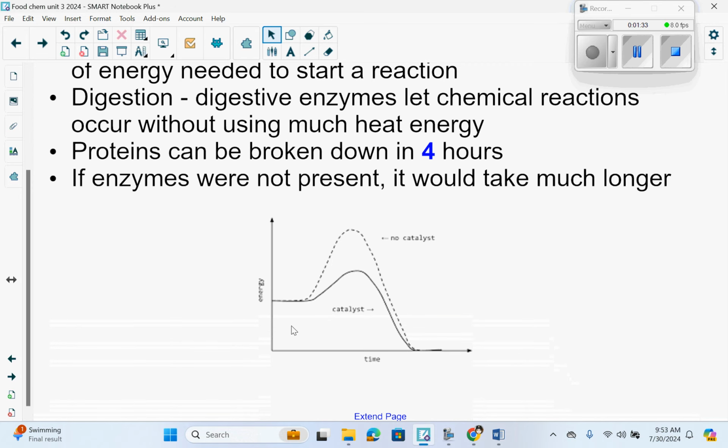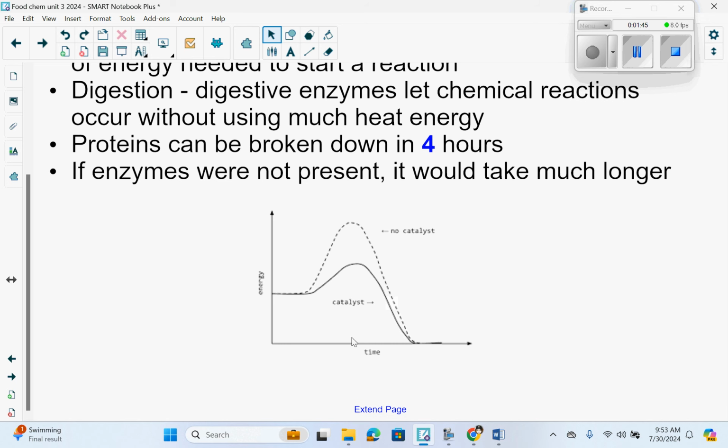So this is just a good example of a reaction, right? This is the activation energy of a reaction. Here's without a catalyst. Look how much farther down it is with the catalyst. So they lower that energy needed for the reaction.